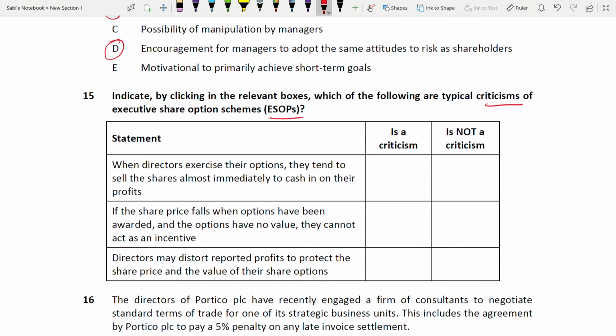So when directors exercise their options, they tend to sell the shares almost immediately to cash in on their profit. Once they exercise the option, they can sell the shares so that they get the cash. So it's a criticism, right? If the share price falls when options have been awarded and options have no value, they cannot act as an incentive. Yes, definitely. Directors may distort the reported profits to protect the share price and value of the share option. It's a criticism.